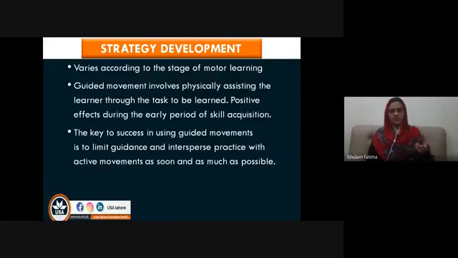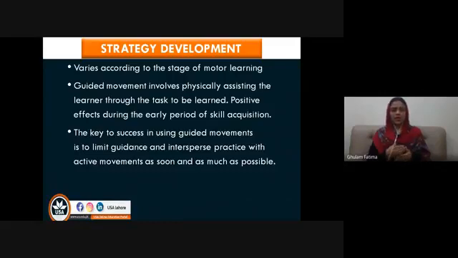We have 3 stages, so you have to decide according to the stage of motor learning of the patient which type of strategy will be most appropriate for the patient. Now, in the start of these rehabilitation program, most of the time the patient doesn't have enough strength, and we rely on the guided movements, and the physical therapist is playing the main role. He is assisting the patient manually.